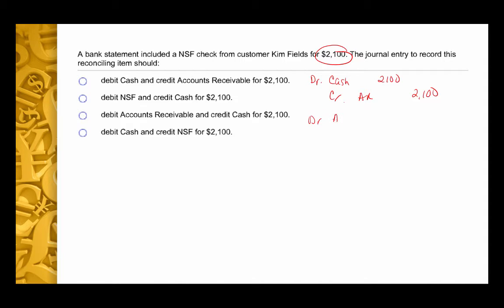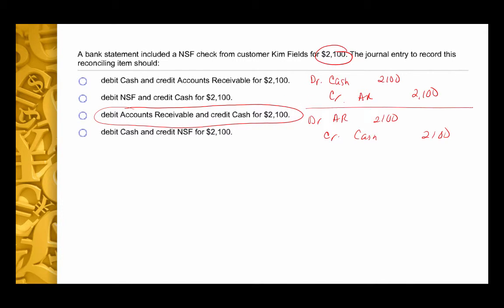In that case, we are going to debit accounts receivable for $2,100 and we're going to credit cash because we never got it, for $2,100. So the easiest way to solve this is to know what we did originally in recording the entry and then what we need to do in our bank rec to show the NSF. So hopefully you're debiting accounts receivable and crediting the cash for $2,100.